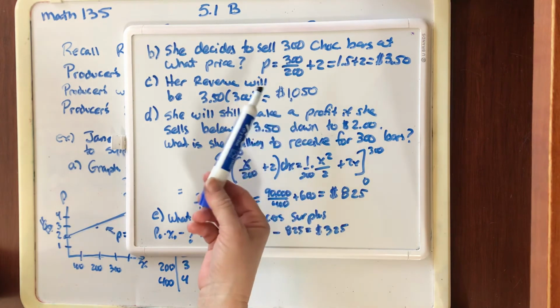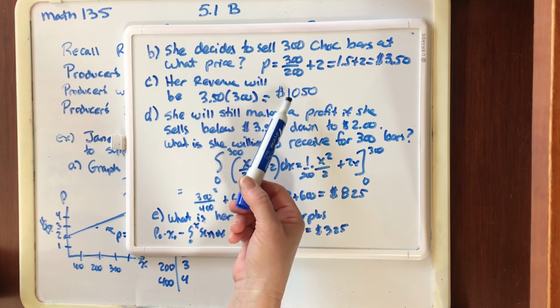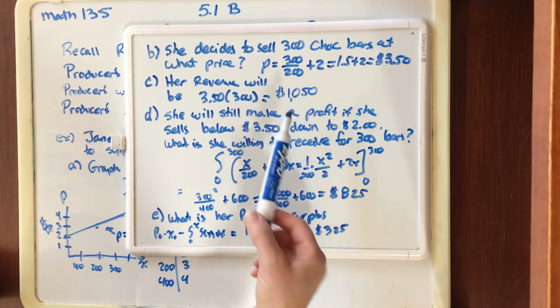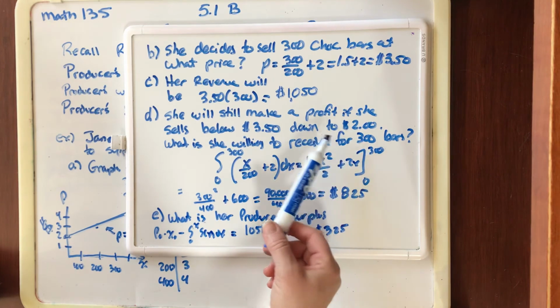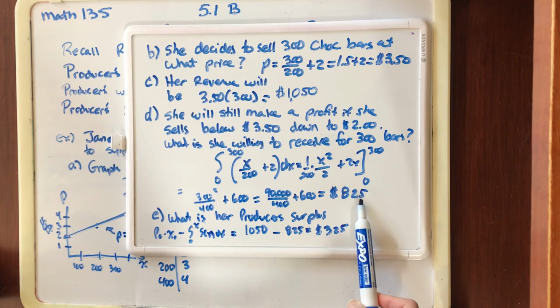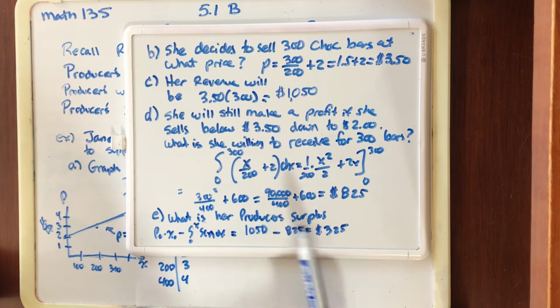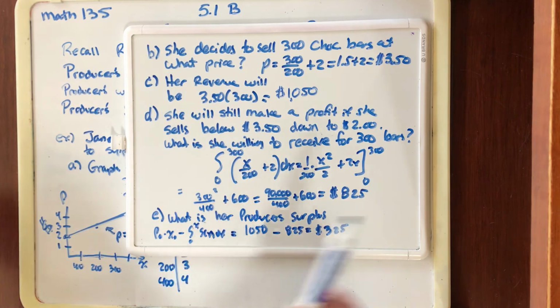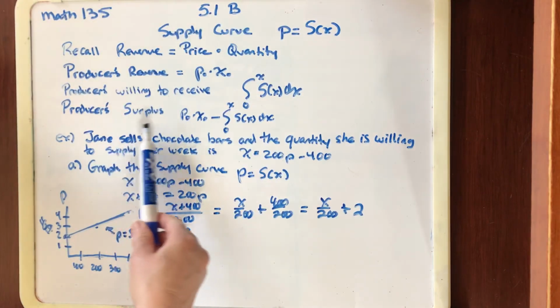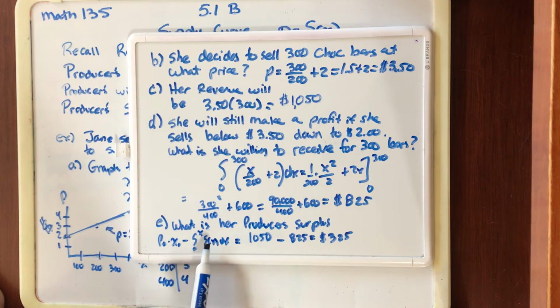So letter E. What is her producer's surplus? Well, here, her revenue, if she sells at $3.50 for 300 bars, is $1,050. She'll still make a profit if she sells for less. And if she wants to do that, she can make $825. So her surplus means she'll be making more money than expected, and that would be this right here, producer surplus. Okay, so we're going to subtract the two. We have 1,050 minus 825, and that's $225.